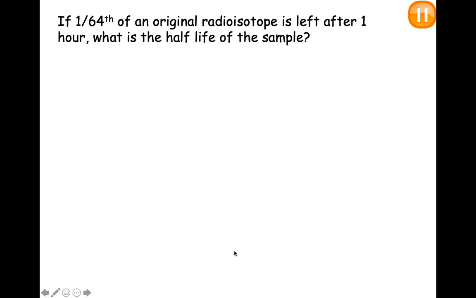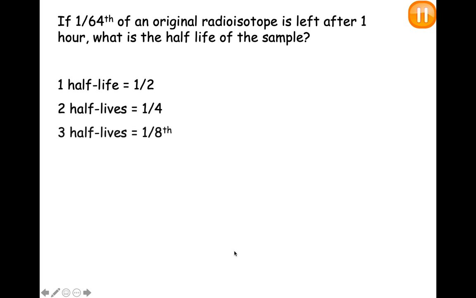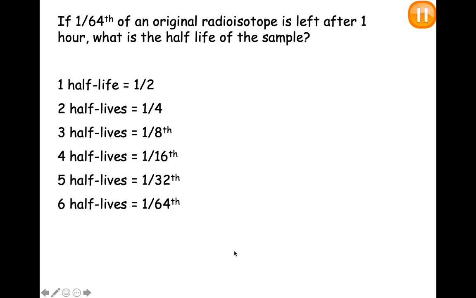Okay, so we can see that after one half-life we will be left with half the sample. After 2 half-lives we'll be left with a quarter. After 3 half-lives we'll be left with 1/8. After 4 half-lives we'll be left with 1/16th of the original radioisotope. After 5 half-lives we'll be left with 1/32nd, and after 6 half-lives we'll be left with 1/64th. So it's undergone 6 half-lives.